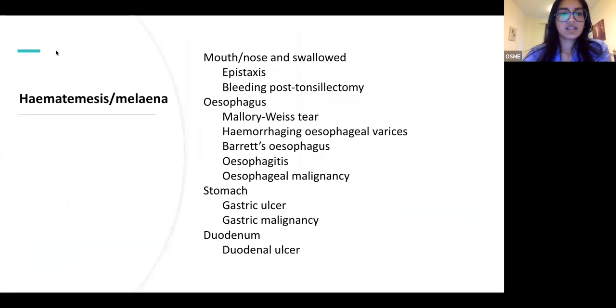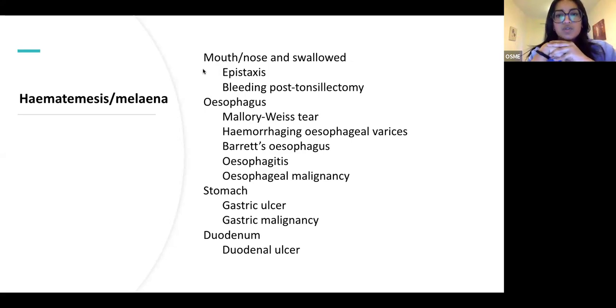Okay, and I think the last broad topic is hematemesis and melena. So there are a wide range of differentials if someone, for example, in an OSCE is vomiting blood or they have the black tarry foul smelling stools, and these are what you'd be thinking about. So starting off with the mouth and the nose, they might have a big nosebleed and they might have just swallowed a lot of blood, which is being vomited out or digested and going in the stools.